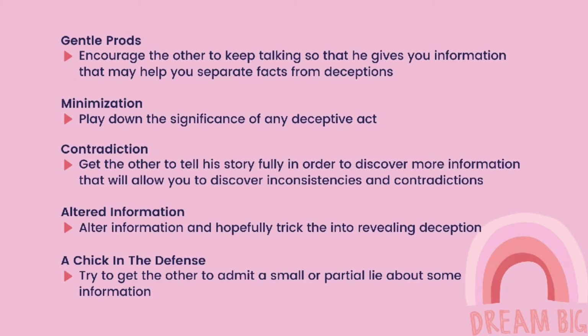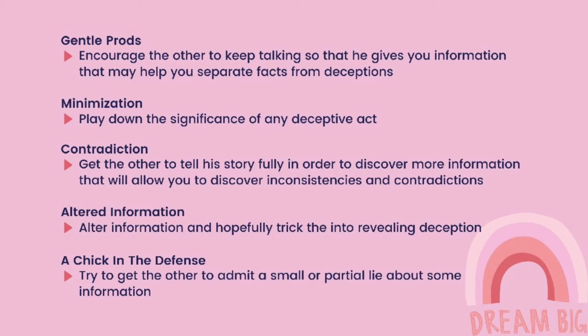Next is altered information. Altered information is when you alter the information that you have, and hopefully you can trick the other party into revealing deception. For example, you exaggerate what you believe is the deception, and then hope that the other party will jump in to correct the statement. That's what you can do for altered information.